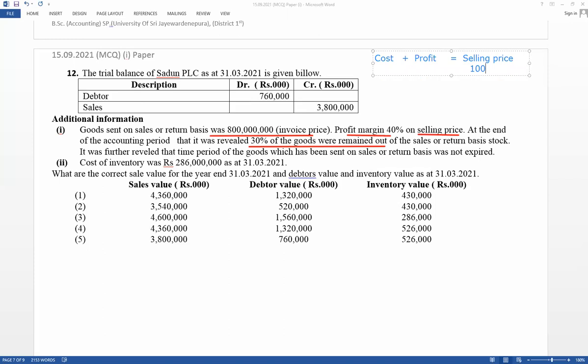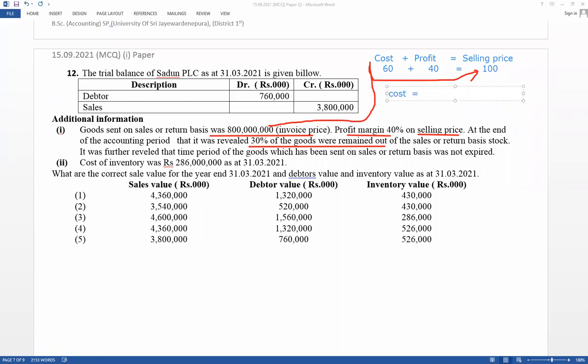Now it has given a margin of 40% on selling price. If it is margin, selling price 100, profit equals 40. In this situation, cost value equals 60. Now it has given the invoice price, which equals the selling price. Therefore the cost value can be recognized. Think, invoice price equals 100. We are going to calculate the cost value.